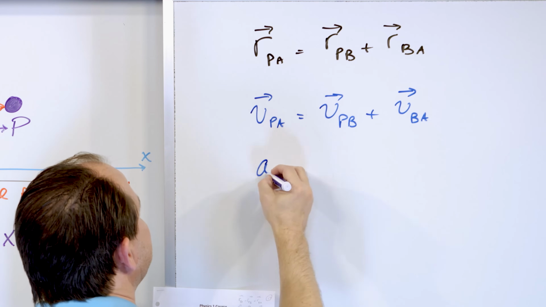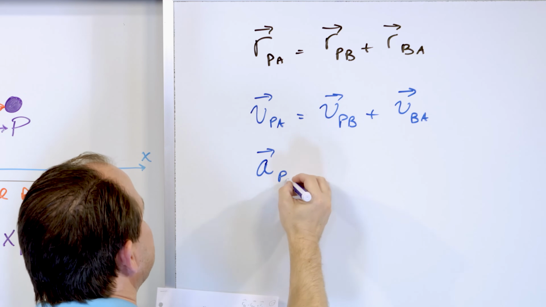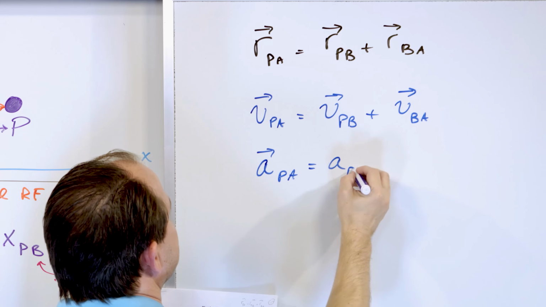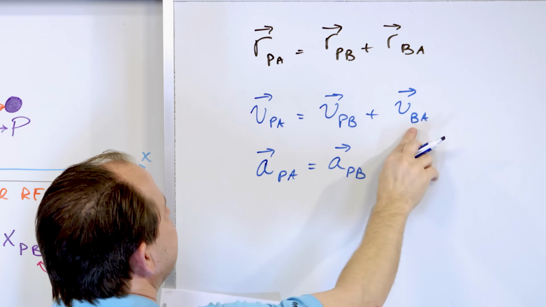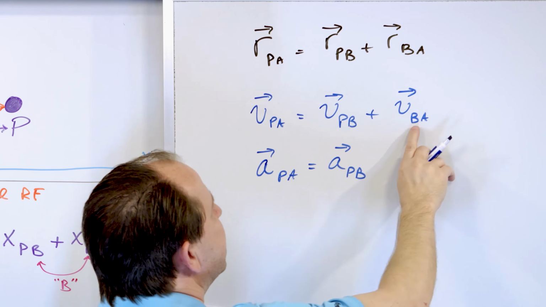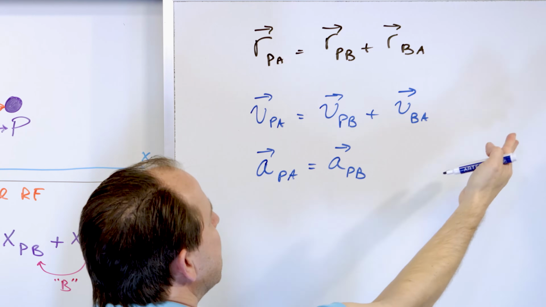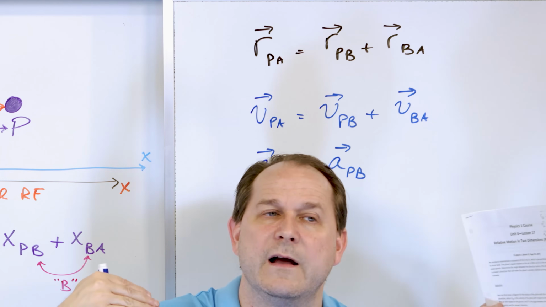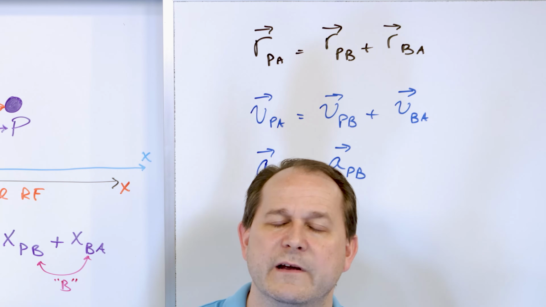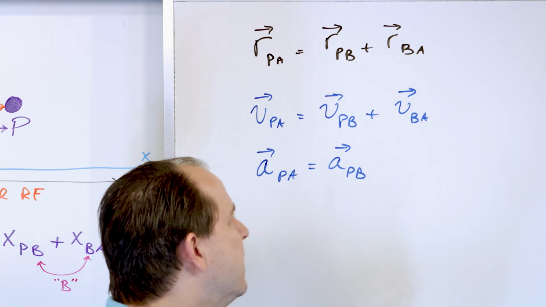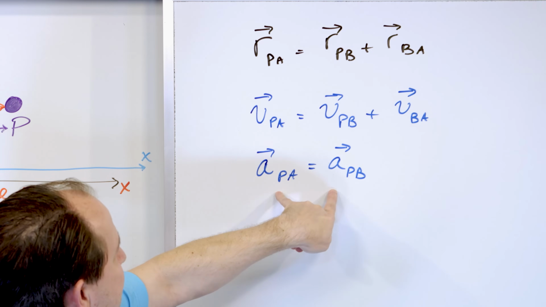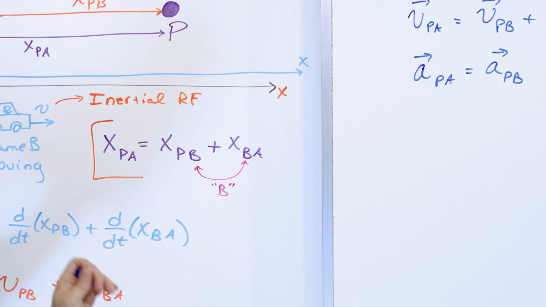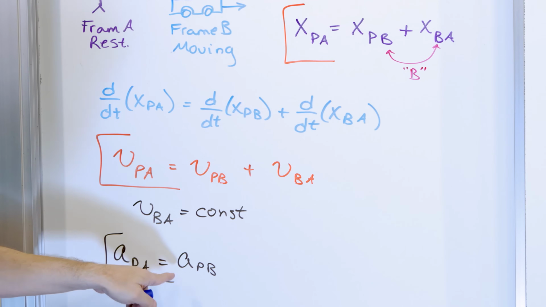And so when you take the derivative again, you get the acceleration is equal to the acceleration, just like we said for the x-axis, because this is a constant. The velocity of the B frame with respect to the A frame is a constant number. By definition, it is an inertial frame, so it's a constant velocity between the frames. So you take the derivative, you get 0. So the acceleration as measured in both frames is identical, just like it is in the x-axis.